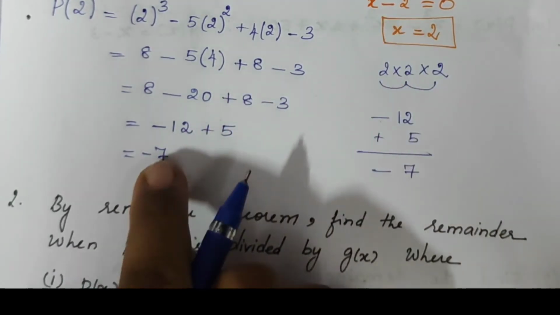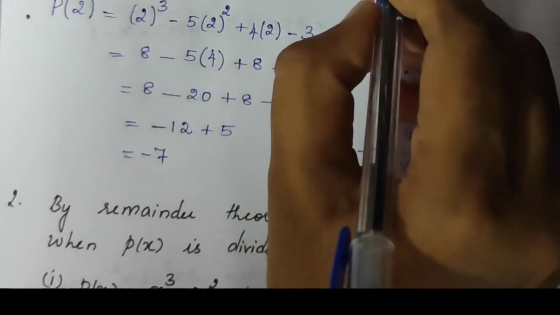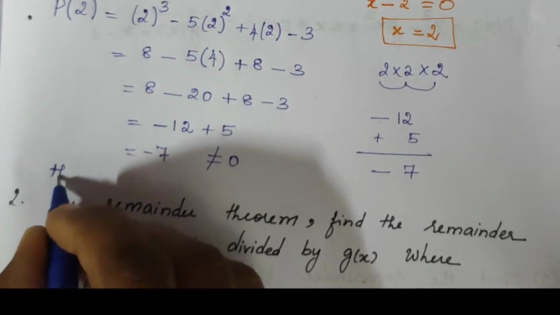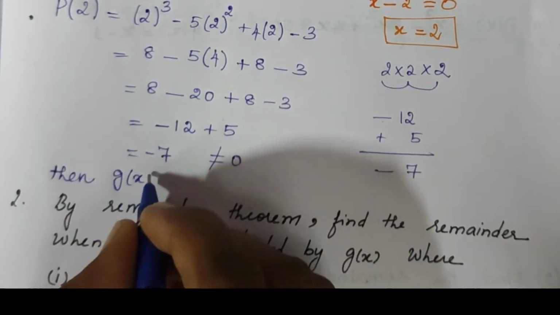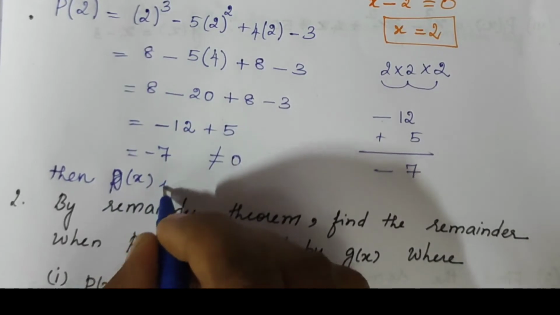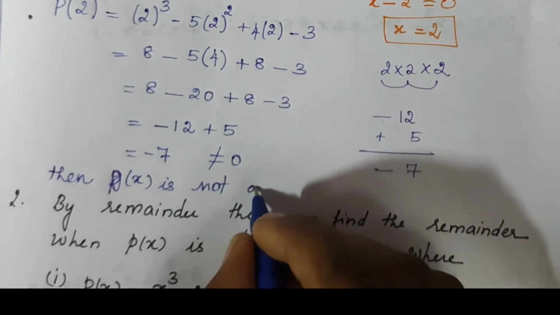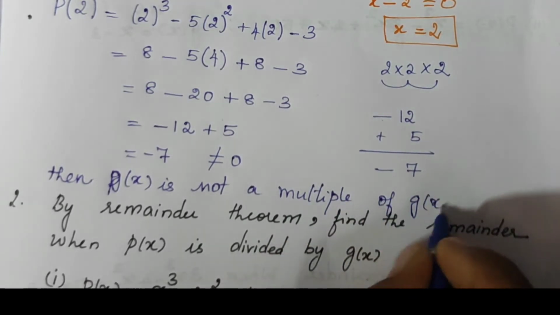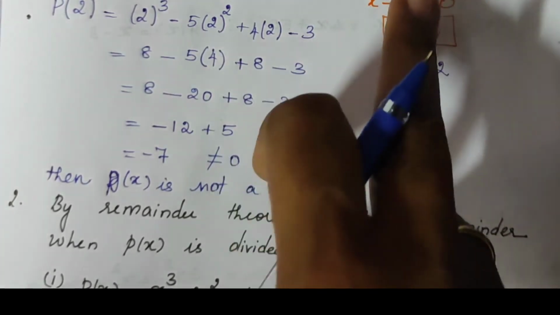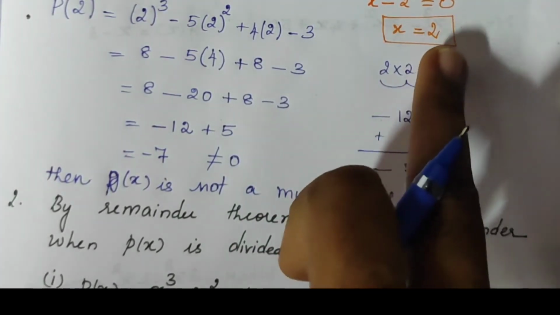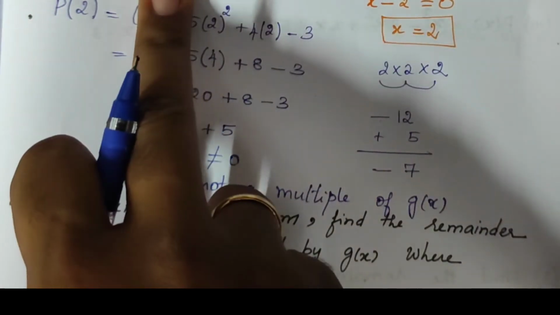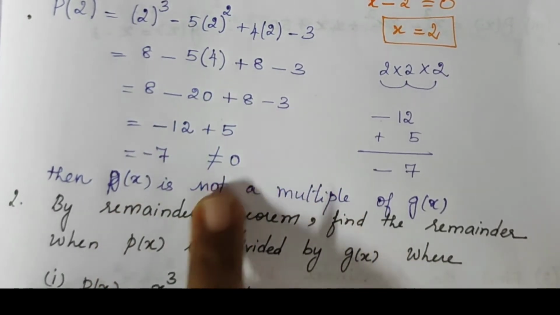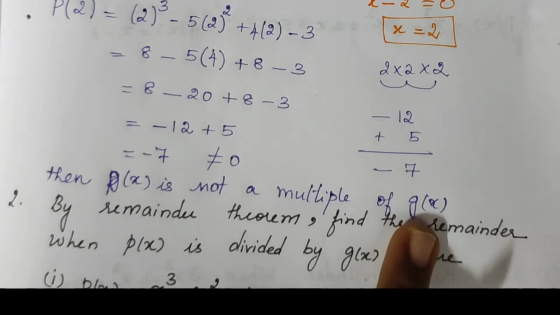I already told you, if you get equal to 0, then it is a multiple. If it is not equal to 0, then p of x is not a multiple of g of x. So I'll repeat: x minus 2, equate that to 0 and x is equal to 2. Substitute wherever x is there. If the final answer is equal to 0, then it is a multiple. If it is not equal to 0, then p of x is not a multiple of g of x.